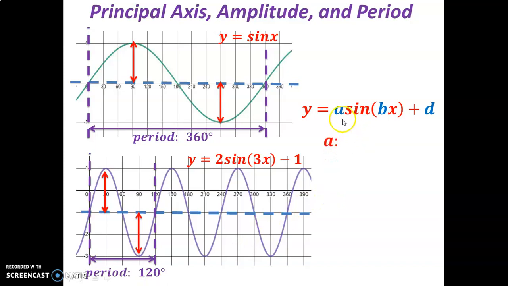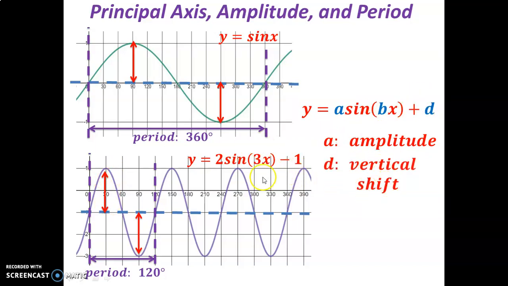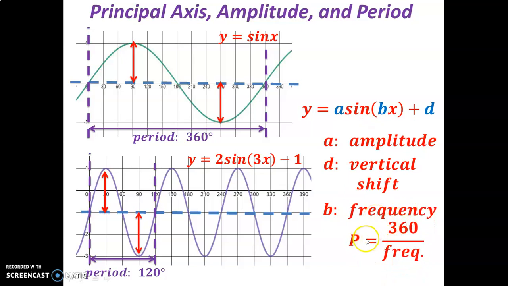So let's remind ourselves. The A parameter tells us the amplitude, the height of the wave, from midline to top or bottom. The D parameter, the one at the end, tells us about the vertical shift, how much the graph has moved up and down, and therefore where the location of the principal axis is. And the B parameter, the one inside there, tells us the frequency. To find the period, how long it takes to complete one wave, we take 360 degrees, the normal period, and divide by the frequency number we have there. So in this case, we get 120.